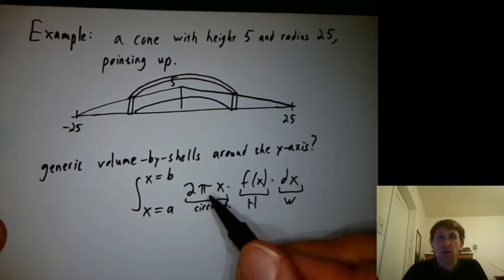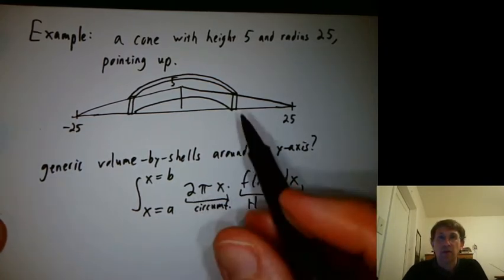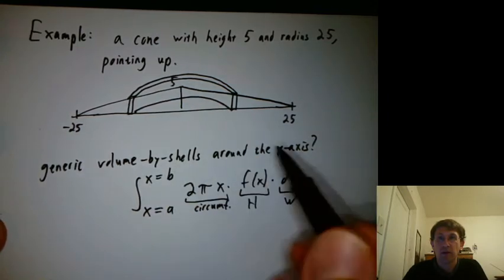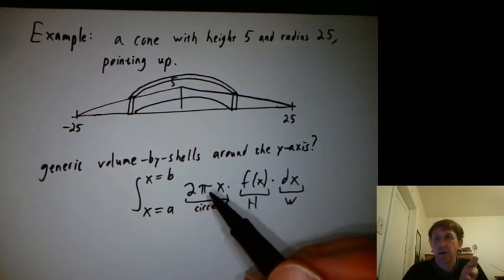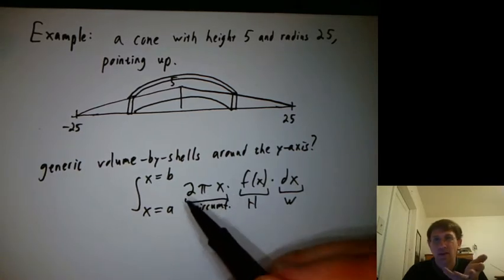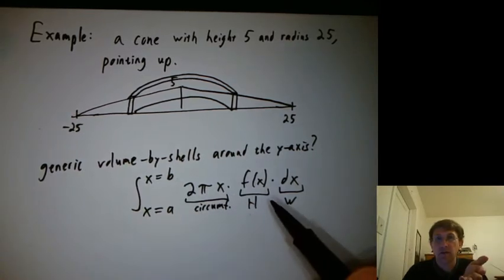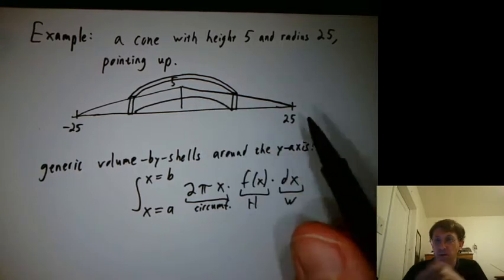All right, so what do I need to do for this problem to make it fit into this formula, if that'll work? Well, 2 I know, pi I know, x I know, it's going from a to b. What is f of x? Do we have a formula for f of x here?